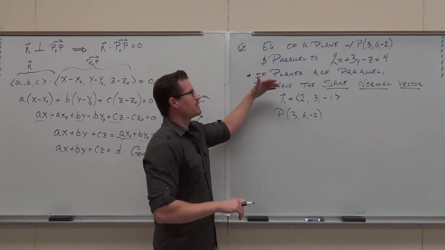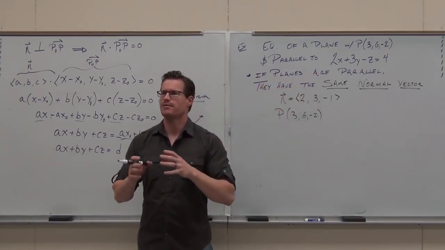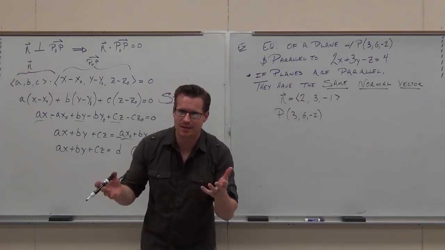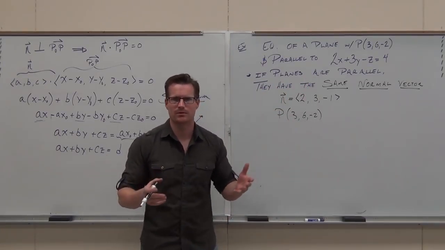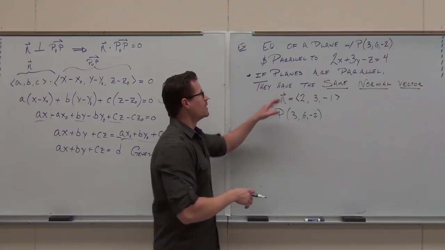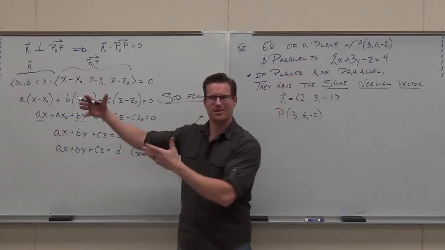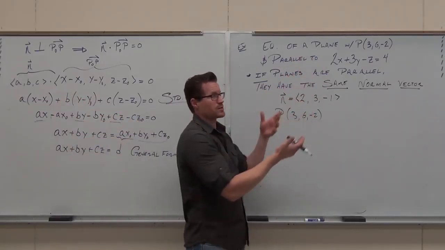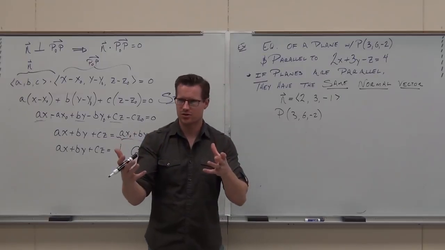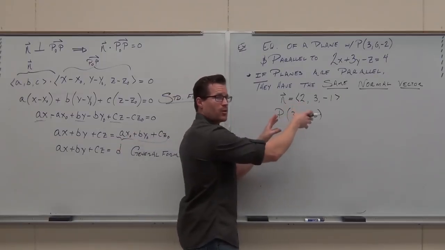So, listen, if planes are parallel, they have the same normal, or at least scalar multiples of the same normal. So use the same exact normal. Parallel planes, same normal. Parallel lines, same vector. You see the connection. We need a point and a normal. We have a point and a normal.